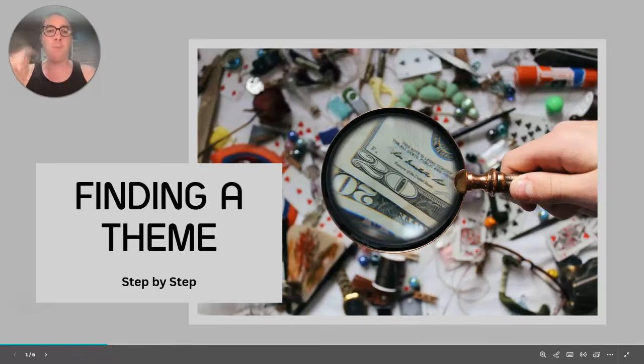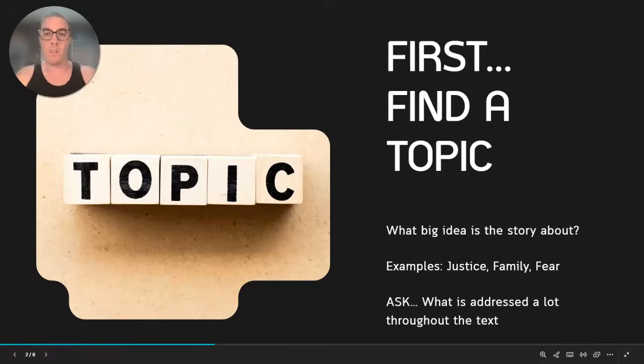Today we're talking about finding a theme, the step-by-step process that you could take every single time to try to find the theme of a story. So let's get right into it. So here's the first step. You want to think big picture. So think about a topic. What is the topic that's being talked about most in the text?